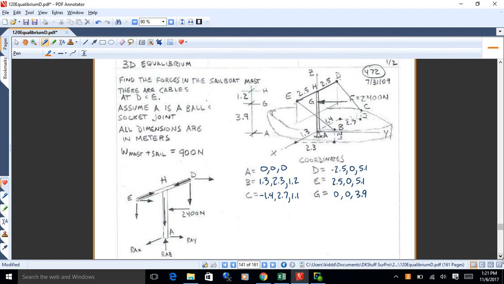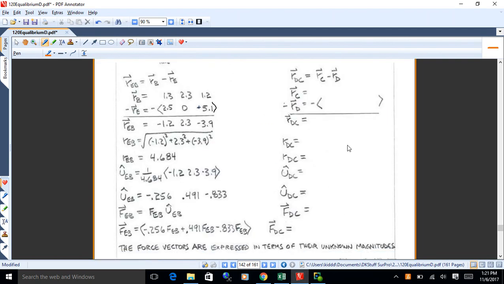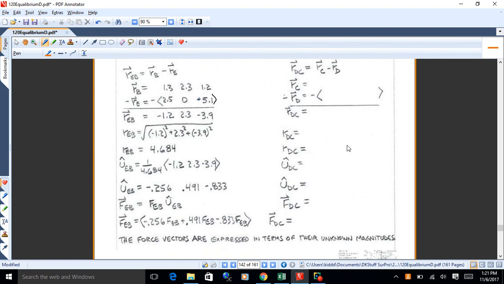Okay, now what I want to do, I want to take those cable forces and turn them into vectors. So I just do the regular deal on that. We got a cable from E to B and another one from D to C. So that's something we've done many times now. Take the two vectors and subtract them. Remember to switch the order on the letters. Take the square root of the sum of the squares to get the length, divide that out to get a unit vector, factor it up by the force. Now the force is an unknown, but that's okay. So we just go through and do that process there.